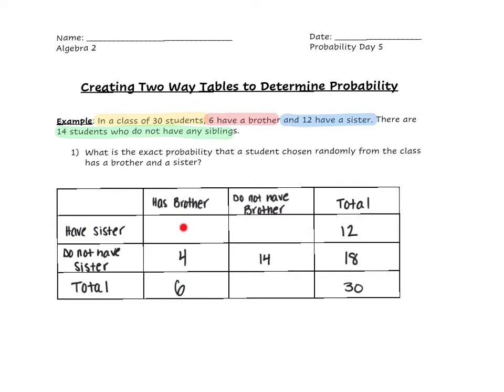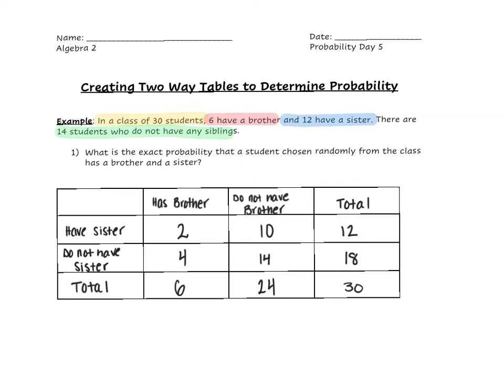Well, now I have this column. If I have 6 people total, and 4 don't have a sister, then if I subtract 6 minus 4, I should get 2 that have a sister. And then this column needs to add up to 12, so 2 plus 10 gives me 12. And then down here, if we add 10 and 14, that gives me 24. Let's check it out and see if it works. Does 6 plus 24 add up to 30? Yes. So my two-way table is now complete.